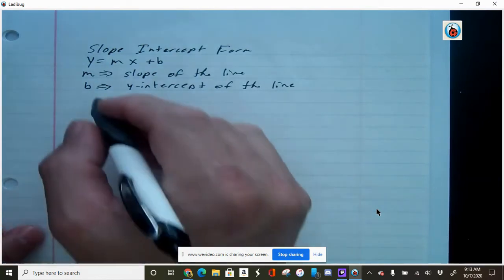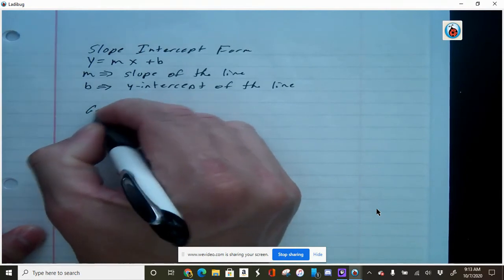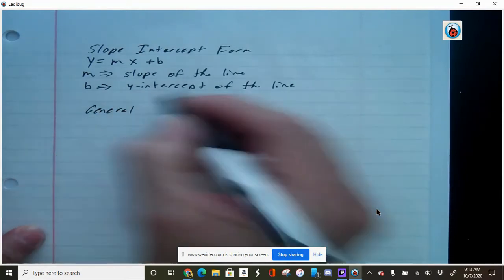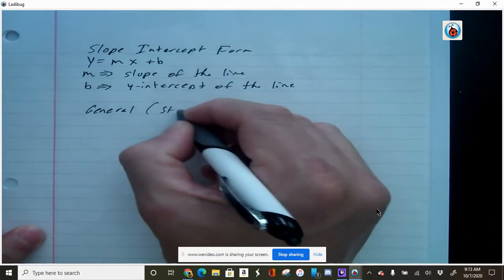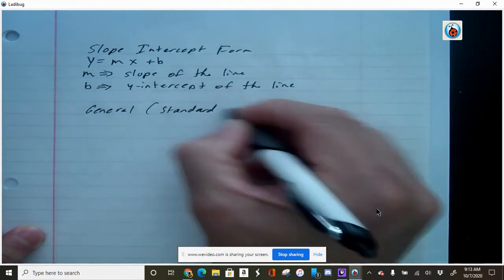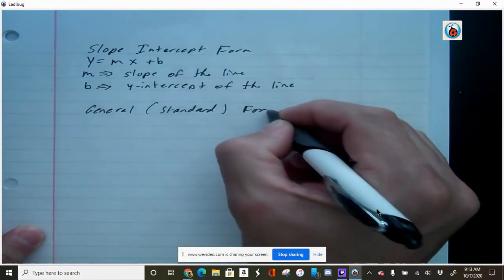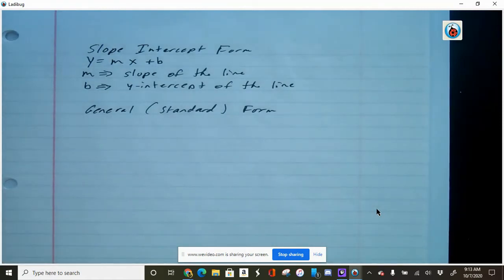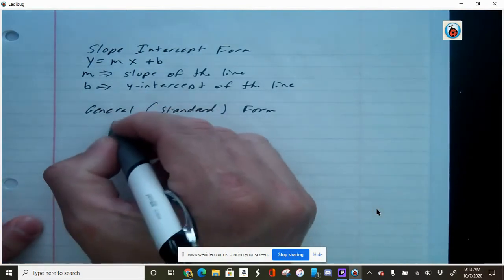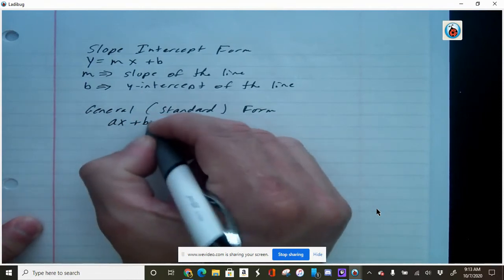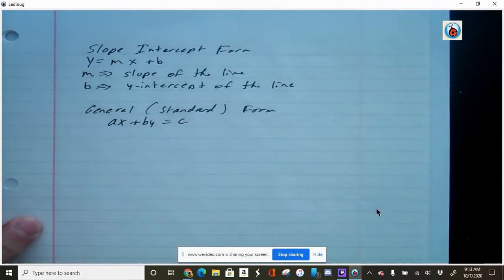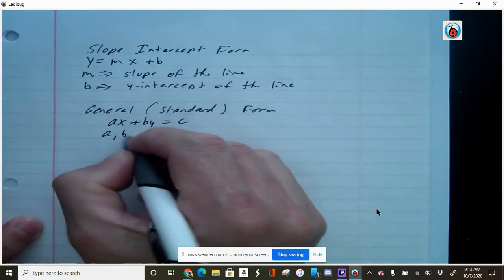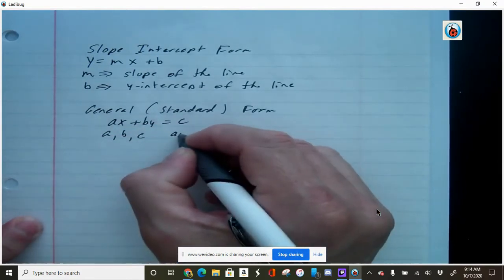In part three, we're going to talk about general form or standard form. Be familiar with both words. I know in part one I called it standard, and then I wrote general in parentheses. This time I just reversed it. But you need to be familiar with both. So remember, general form is ax plus by equals c, where a, b, and c are integers.